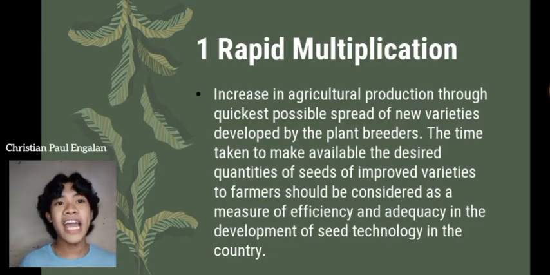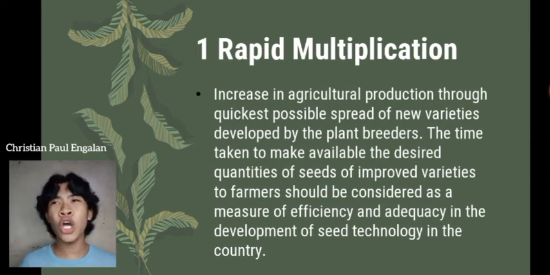Because the time taken to make available the desired quantities of seed of improved varieties to farmers should be considered as a measure of efficiency and adequacy in the development of seed technology in the country.